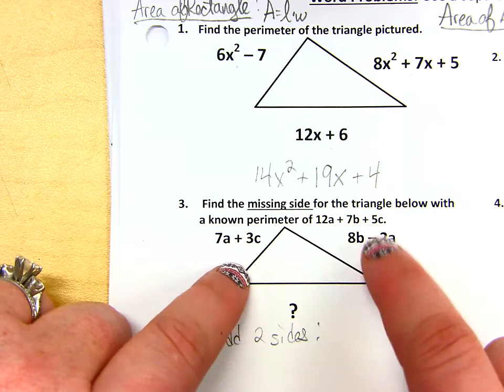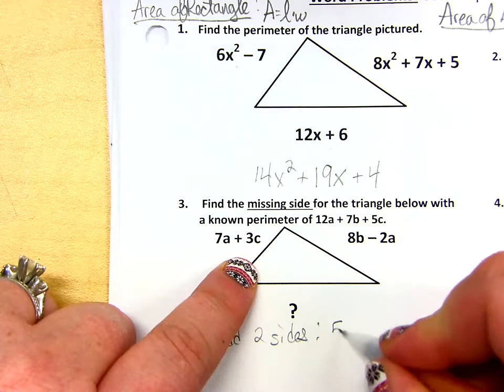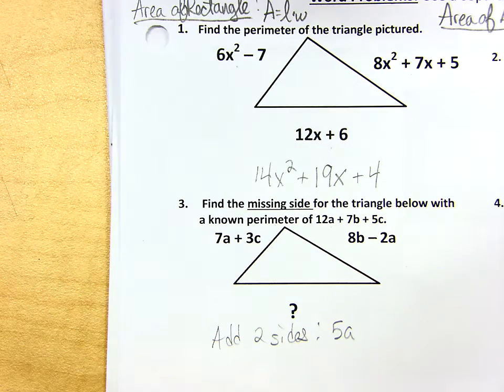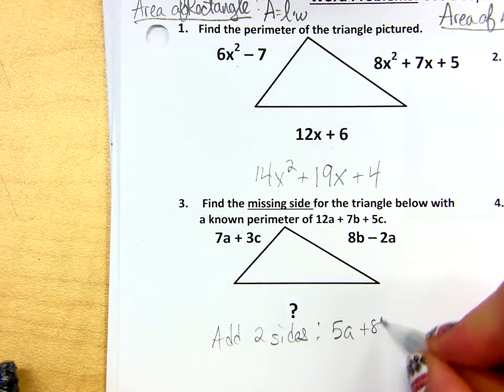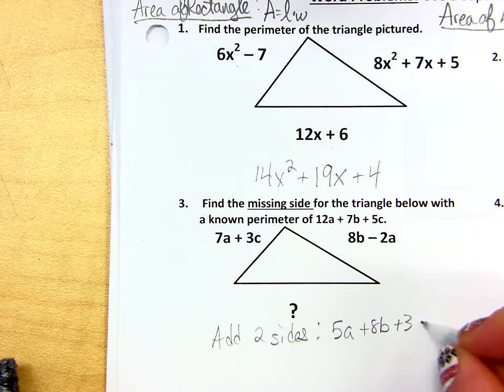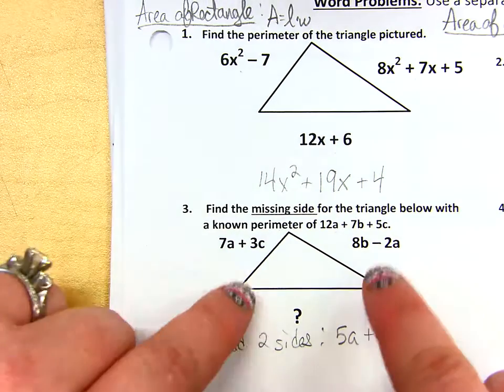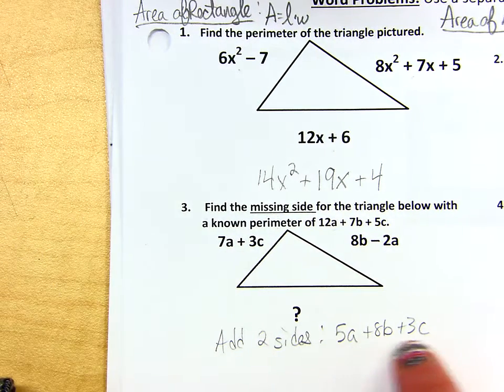Careful. Make sure you're doing like terms with like terms. 5a plus 8b plus 3c. Everybody see that? When I add these two together, that's what I got.